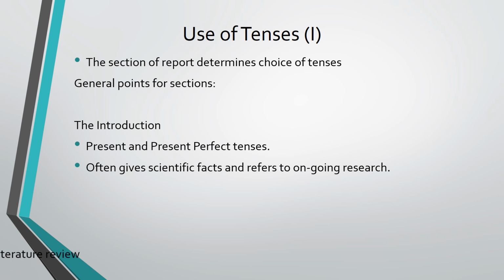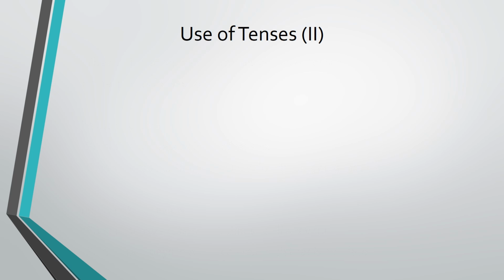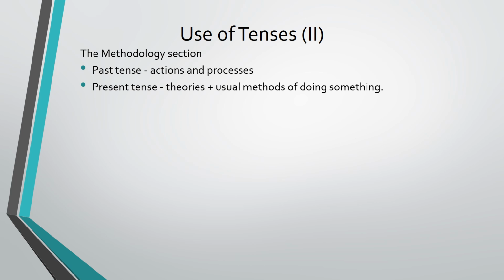The literature review uses present tense to refer to research findings that are still relevant and uses past tense to refer to gaps in research and research that is outdated and no longer relevant. The methodology section uses past tense to describe actions and processes. It uses present tense to describe theories and the usual methods of doing something. The results section uses past tense to describe the findings and results obtained.